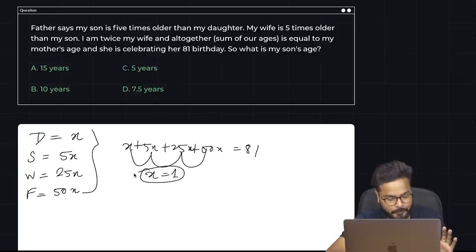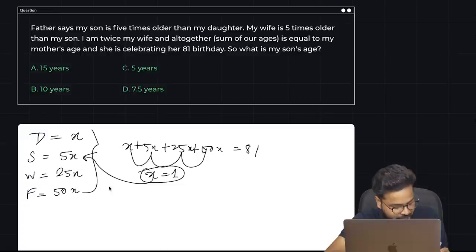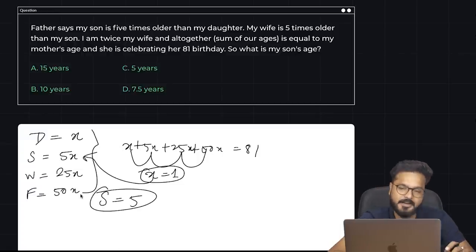There cannot be any simpler question than this. What is my son's age? 5X, X is 1, so the son's age is 5. I think even a class 6 student should be able to solve this particular problem. But this was an actual question asked in Infosys.